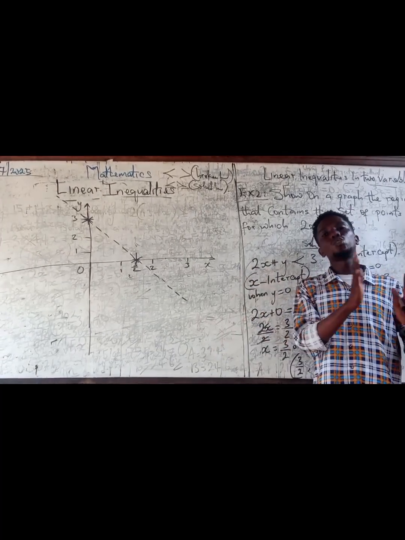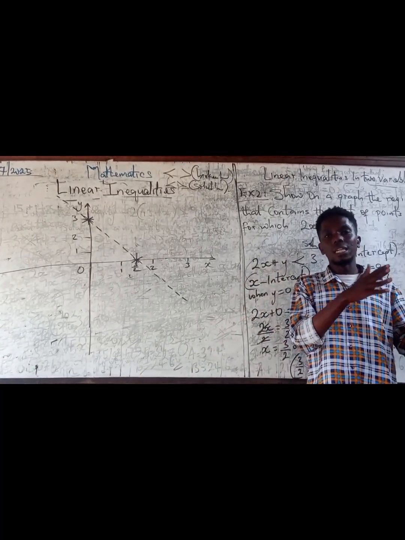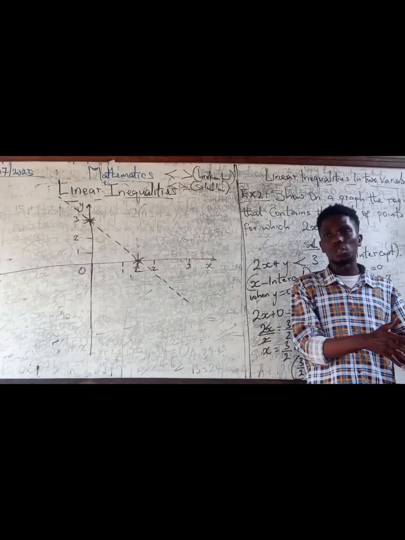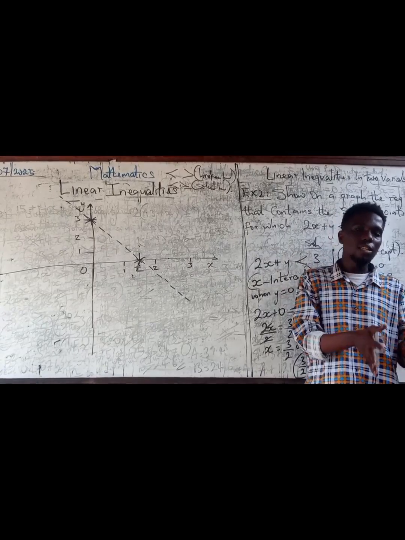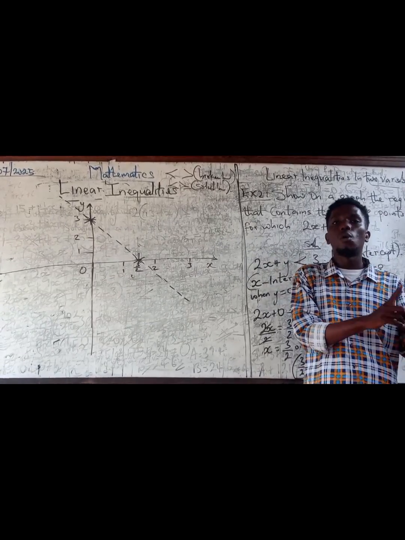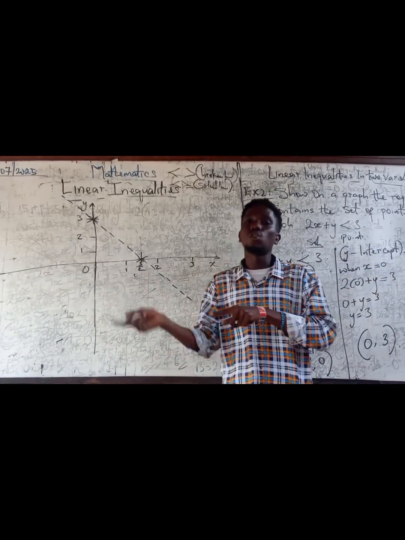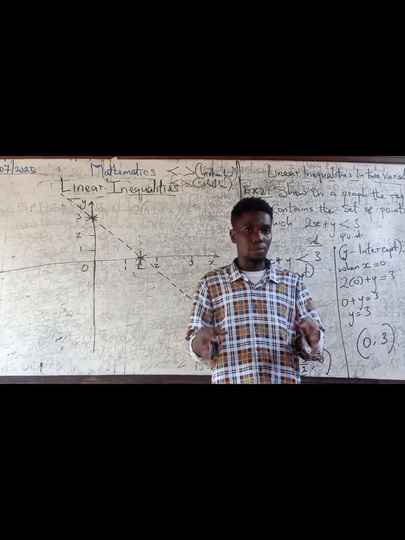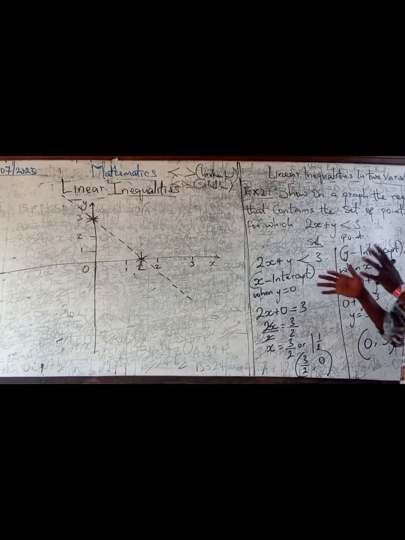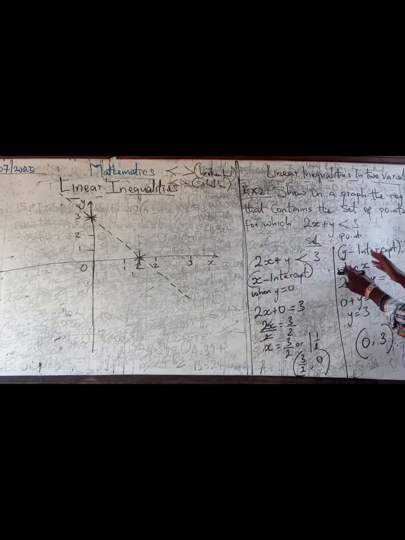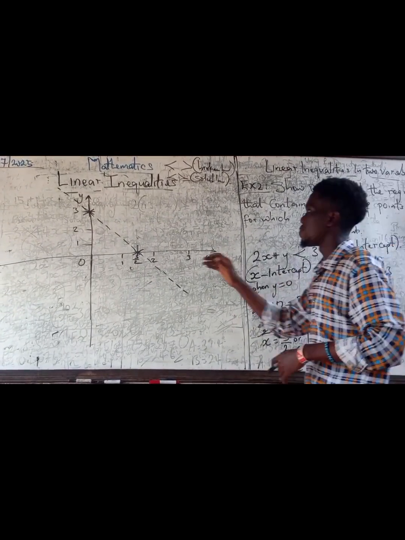Now the part you don't shade is simply the unwanted region. You can actually mix it up and do the reverse. You can shade the unwanted region while you leave the wanted region unshaded. I believe you understand what I'm saying, right? But in this case, we're going to shade the wanted region, meaning the part we want. So let's quickly do that.